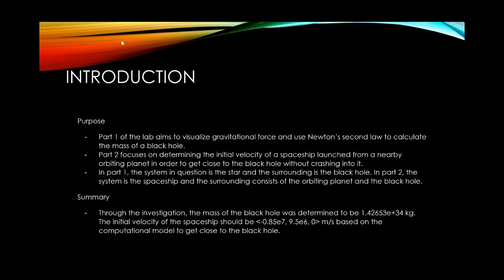The mass of the black hole was determined to be 1.42653 e to the 34 kilograms. The initial velocity of the spaceship should be about negative 0.85 e to the 7 in the x direction and 9.5 e to the 6 in the y direction in meters per second.